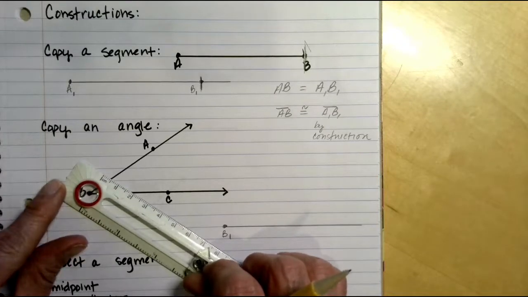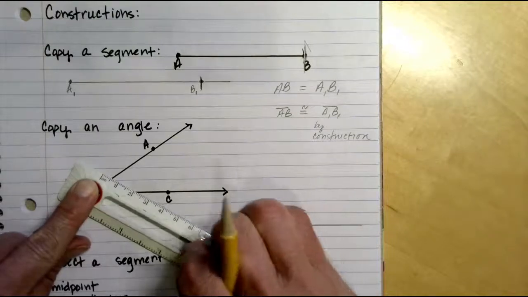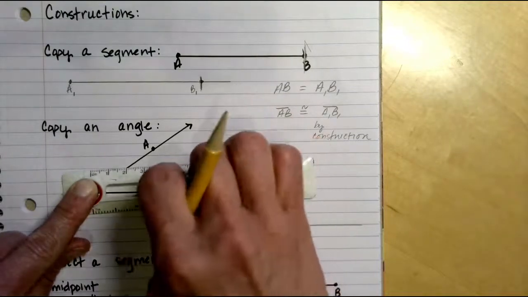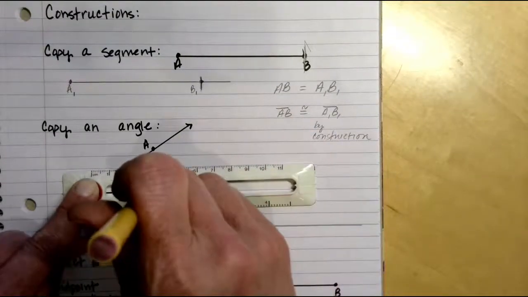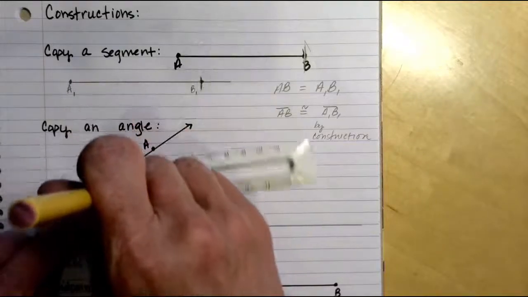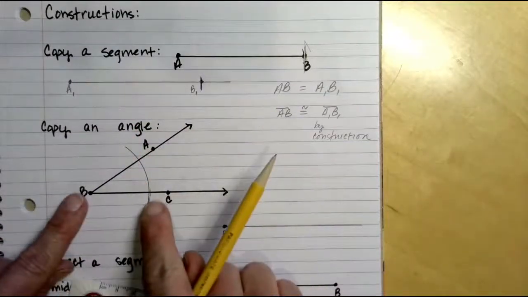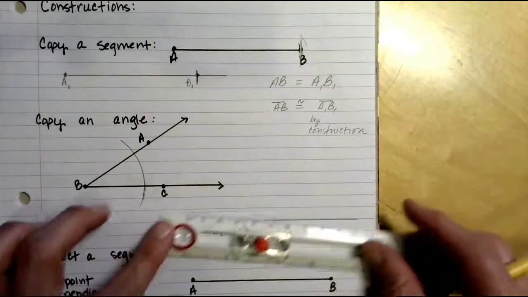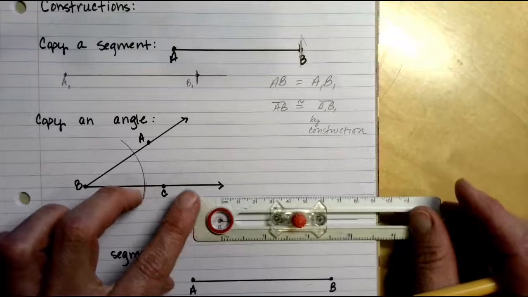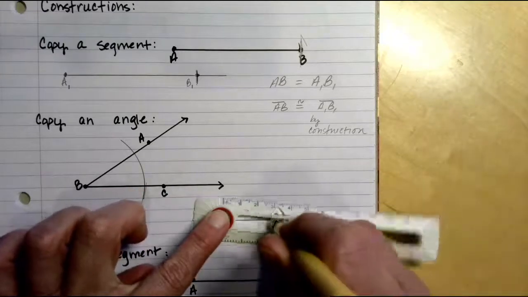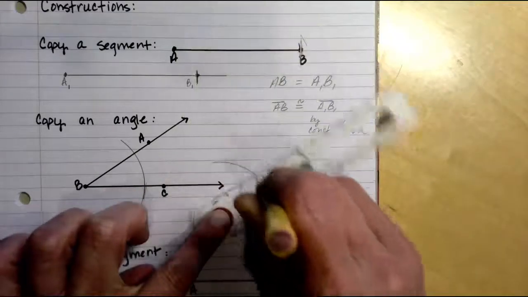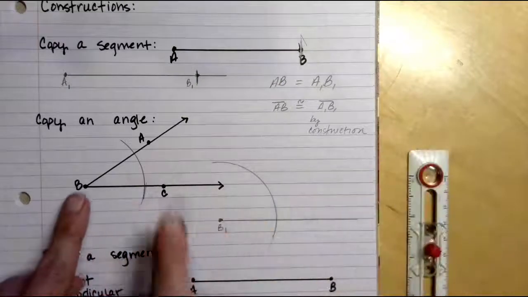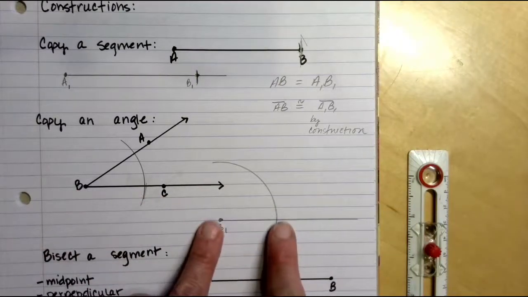And I'm going to adjust my slider so that it is somewhere, and it doesn't matter, I can pick whatever arbitrary distance I want. Whatever that distance is locked in, and I'm going to draw it again over here. So what's interesting is this distance and this distance are now the same.